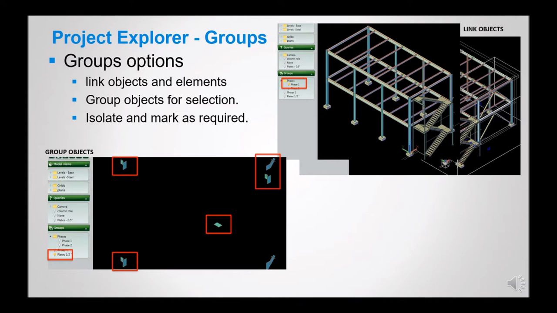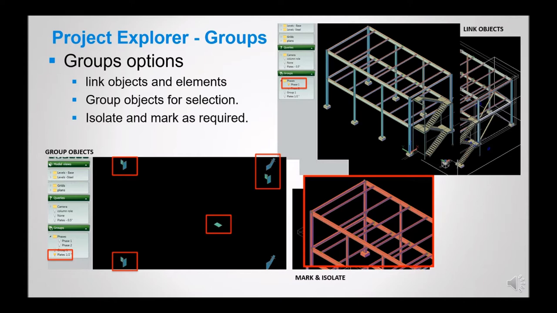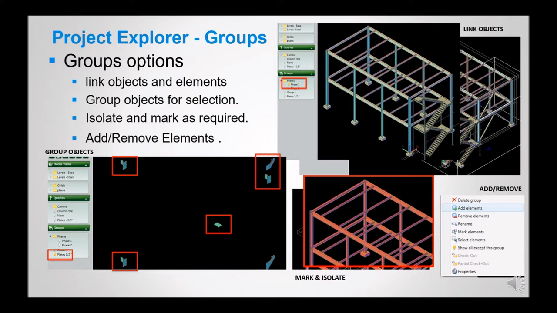The important thing is also you can mark a group inside the model so you can see it, so we apply marking. You could change the color from red if you wanted to as well. And then you can isolate it. So if you activate the group, it will actually turn the rest of the model off as well. And the important thing to remember is that you can add and remove elements from a group. So if you select the group name, right click, the shortcut menu comes up, and you can add and remove the elements from there.